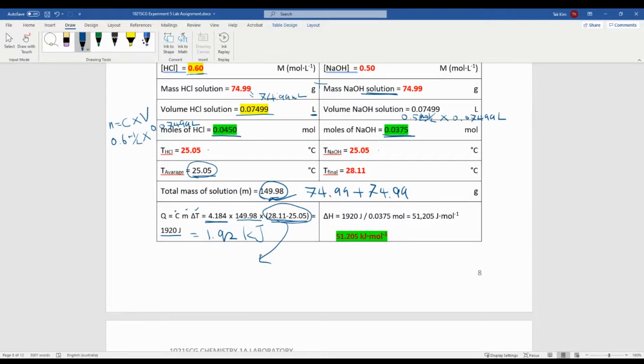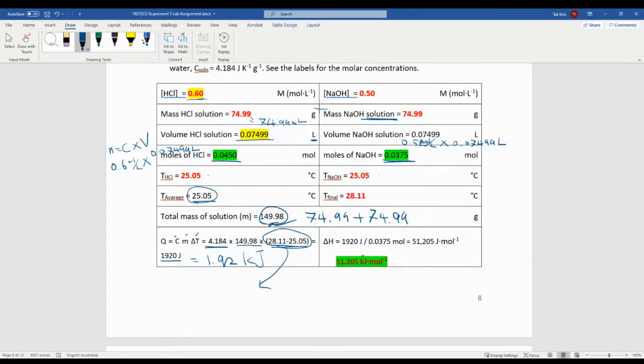Anyway, so using the value from your Q, you'll need to calculate changes in enthalpy. So in this case, you need to use the Q divided by number of moles. And as you can see over here, we use the number of moles of the sodium hydroxide. The reason is that if there's no more reaction, there'll be no more heat coming from the reaction, right?